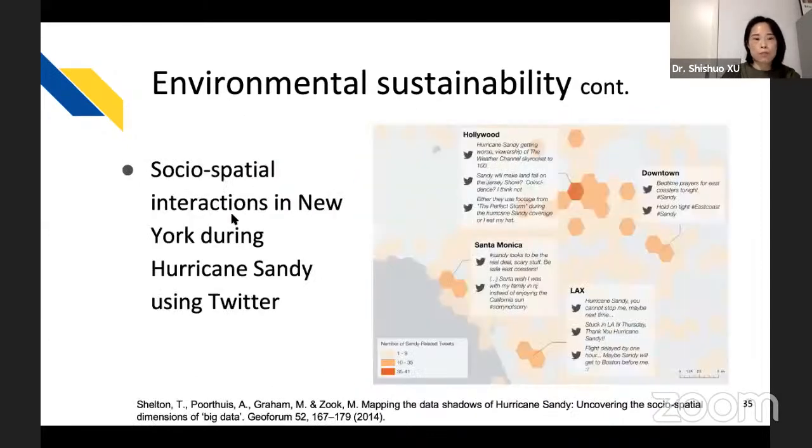Another research is focused on the social spatial interactions between the number of hurricane-related tweets and the spatial distribution. This research can throw light on the large spatial patterns of social activities.